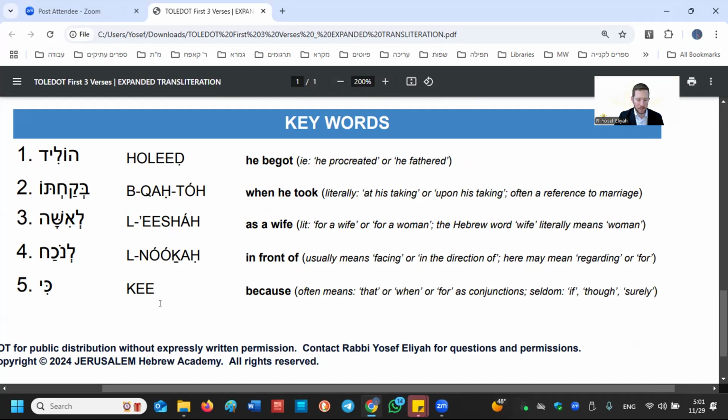So let's review some of the meanings of this very useful word, ki. Make sure you write it down so that you can learn at least this word. Ki can mean because, as in its usage in these first 3 verses of the Torah portion. It can also mean that or when in the sense of a conjunction, not when as a question, but as a statement. Ki can mean that, when, for. It can also mean if or though or surely. But if, though, and surely are less frequent usages of this word ki.